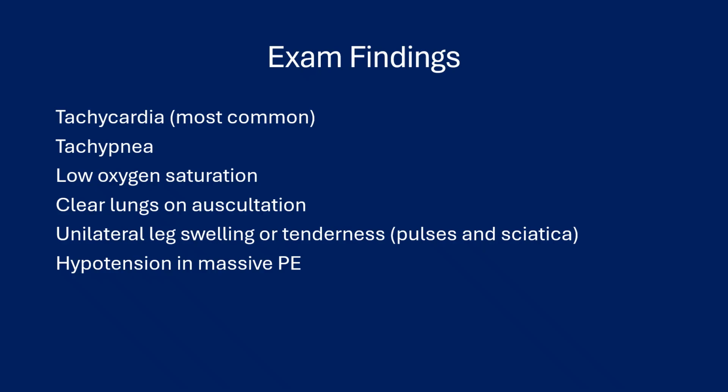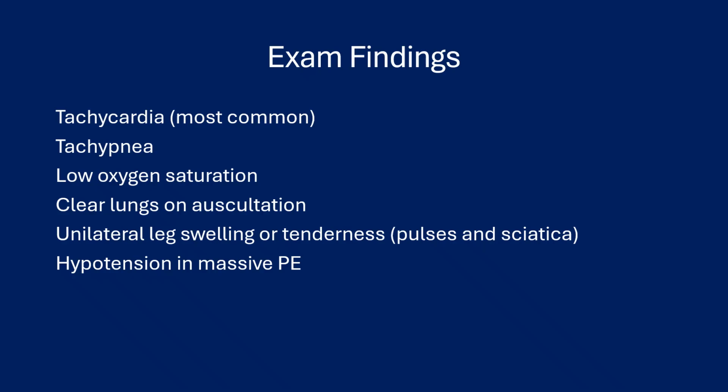Exam findings: tachycardia is the most common. Tachypnea, or rapid respirations. Low oxygen saturation on your pulse ox when you first arrive in the exam room. Clear lungs on auscultation. The lung exam should be pretty much unremarkable. Unilateral leg swelling or tenderness. I'm including this pulses and sciatica.